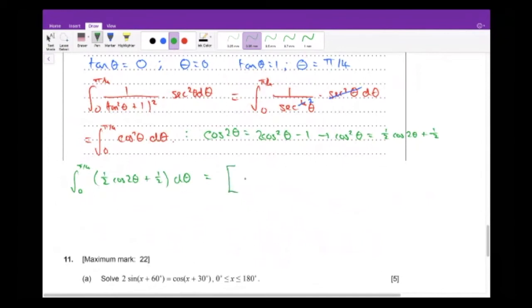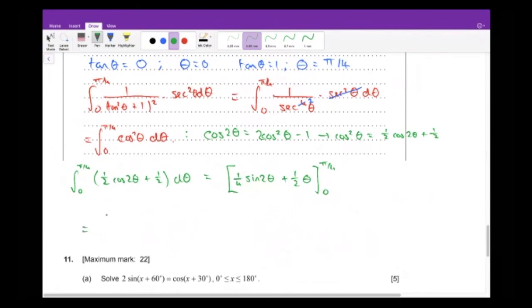Now the half is going to be more straightforward. It's just going to become a half theta. The cos 2 theta, well, if it was cos theta, it would go to sine theta. For cos 2 theta, we divide by the derivative of the inside. If you're not happy with this shortcut method, go back and look at the substitution method that we used in standard level. But we can say quite quickly this is a quarter sine 2 theta. If you want to check, differentiate quarter sine 2 theta, and you'll get the exact same thing.